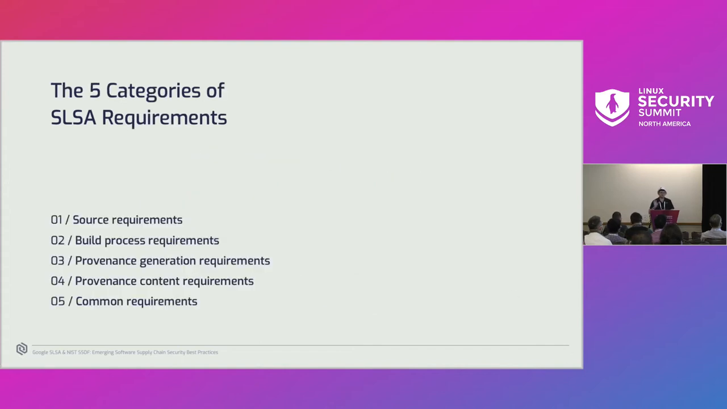Let's see, there are five main categories of SLSA requirements. There's source requirements, build requirements, provenance generation requirements, provenance content requirements, and common requirements.